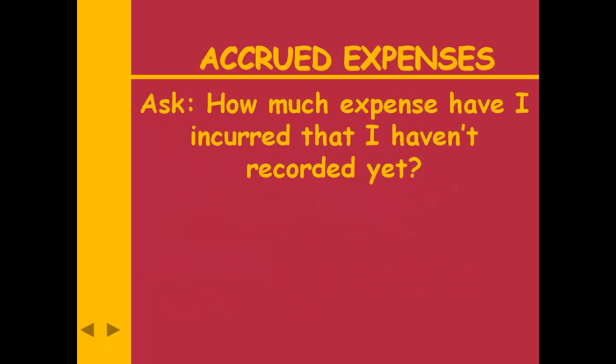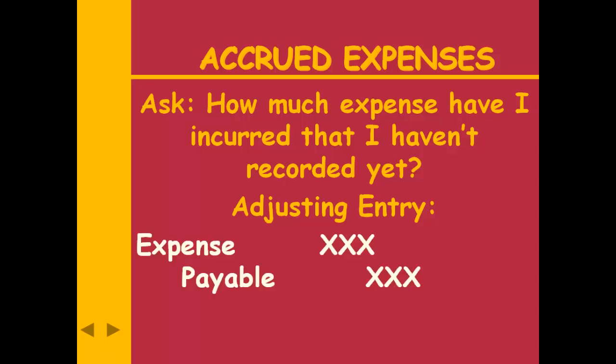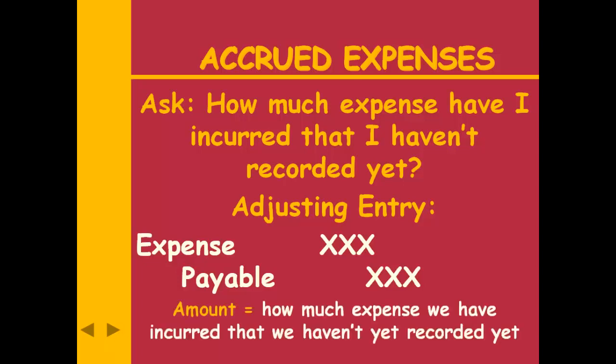At the end of the accounting period, we'll ask ourselves, how much do I owe for this expense? What sort of expense have I incurred that is not on my books anywhere? If I've incurred an expense, I have more expense, and expenses go up with a debit. If I have not paid it but I owe it, I have more of some sort of a payable, which is a liability, and it goes up with a credit. So again, I would put a little star beside that entry right there. That is now our third type of adjusting entry.